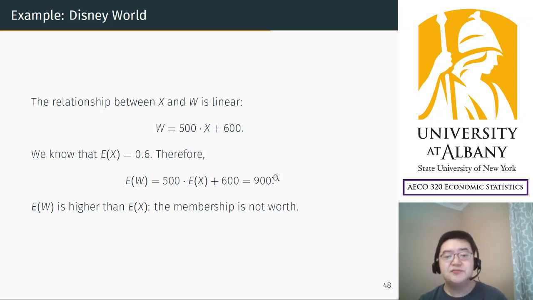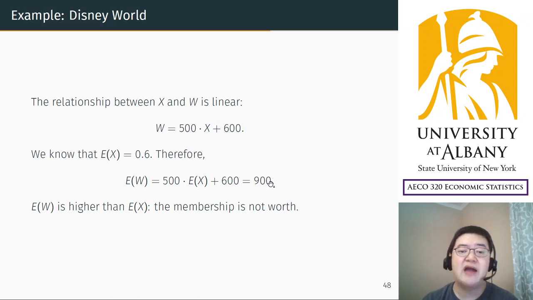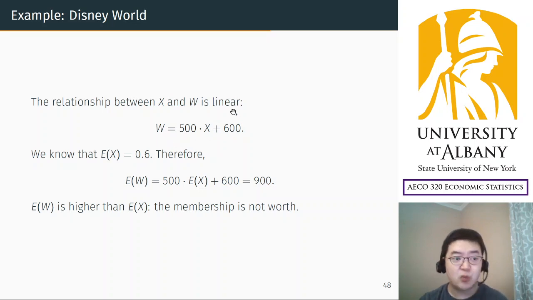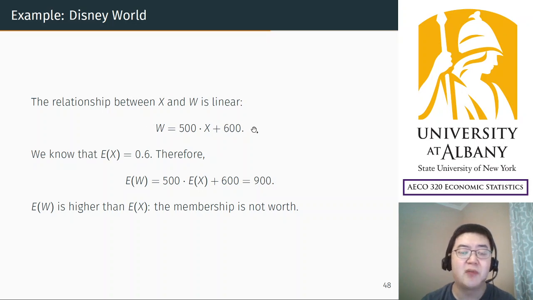So in this case, it's as simple as this. First, how do we know it's linear? Because you can write it this way. It shows it's linear. It satisfies the linear functional form. So nothing more to prove. I already showed you I can write it this way, and then plug in. By the way, in the end, the expected spending is now $900.